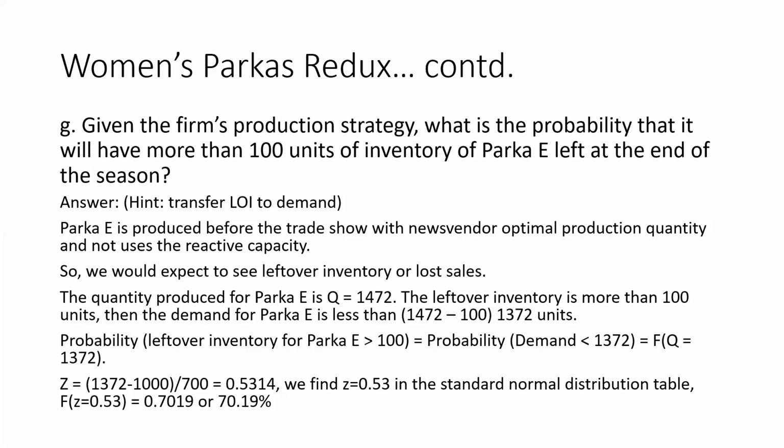Once you get 1372, we standardize with the Z value. Z is equal to 1372 minus 1000 divided by 700. I got 0.53. And then find it in the standard normal distribution table. We got F(Z) equal to 0.53. I got 0.7019, or 70.19%. Until here, everybody good?